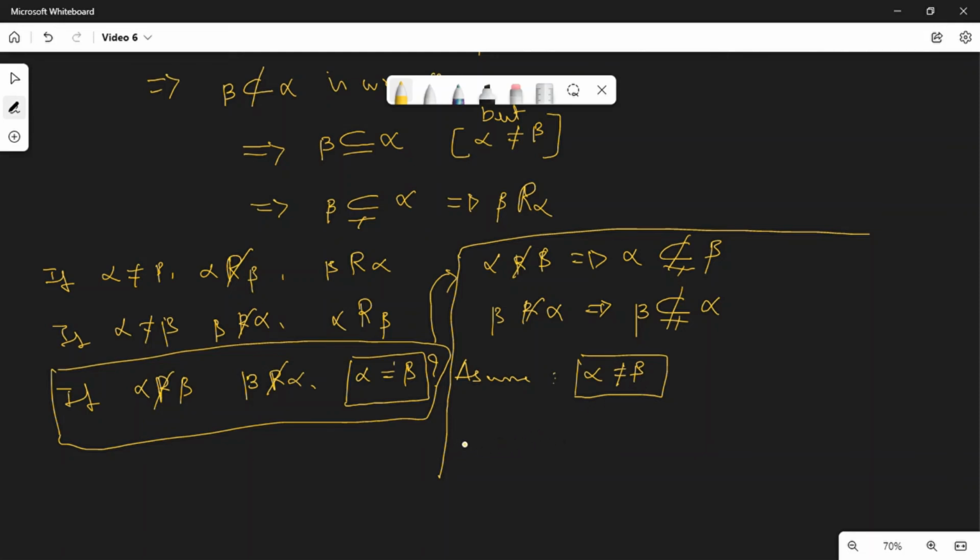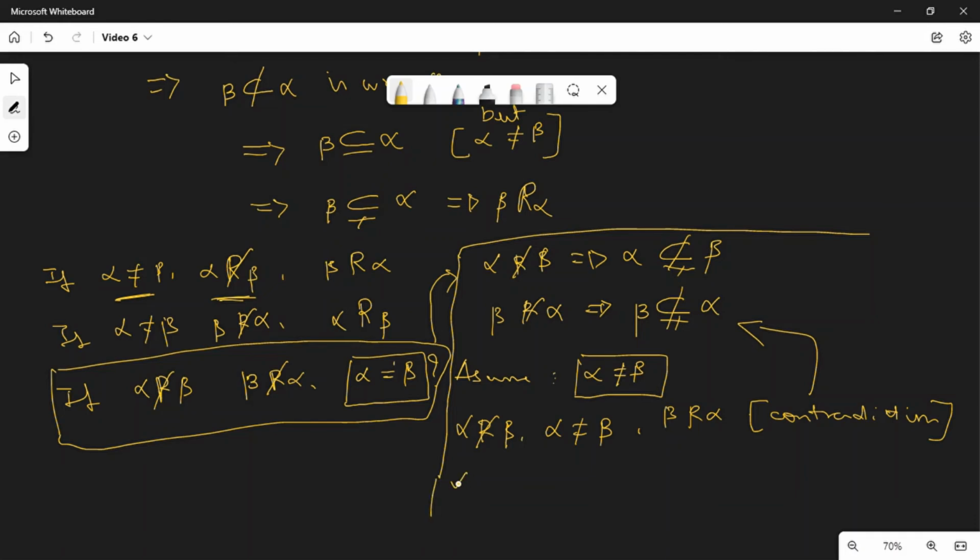Now what to do? Now pair it with one of the assumptions. Alpha is not equal to beta, and alpha is not related to beta. Then beta must be related to alpha. But this is again a contradiction, because one of the hypotheses says that beta should not be related to alpha.